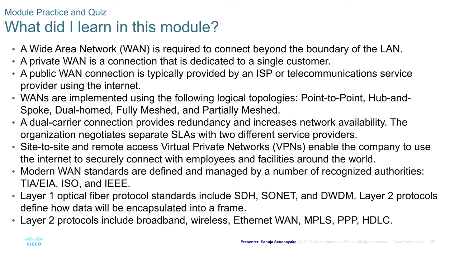WANs are implemented using the following logical topologies: point-to-point, hub and spoke, dual home, fully mesh, and partially mesh. You should know what these are and the differences between them for your exams and quizzes. A dual carrier connection provides redundancy and increases network availability. The organization negotiates separate service level agreements, also known as SLAs, with two different service providers in that situation. Site-to-site and remote access virtual private networks, also known as VPNs, enable the company to use the internet to securely connect with employees and facilities around the world.